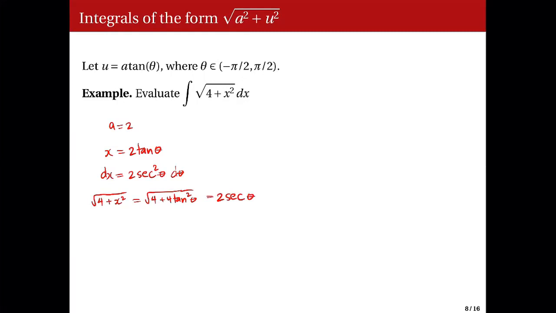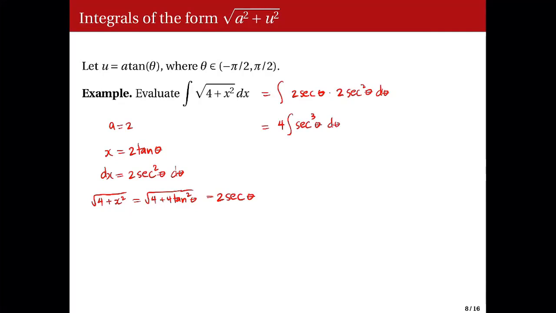So we now substitute. In here, we will have the integral of, for this guy, we have 2 secant theta. And then the dx will be 2 secant squared theta d theta. So 2 secant squared theta d theta. Or this is just 4 times the integral of secant cube theta d theta.